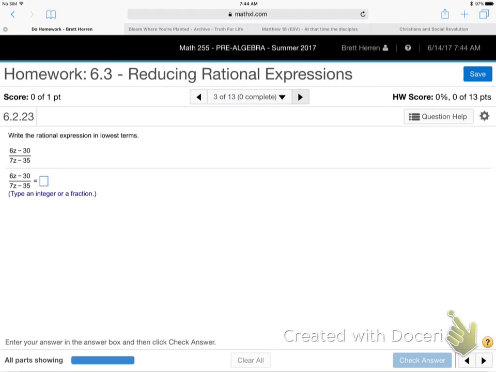All right, so we've got 6z minus 30 over 7z minus 35. On this one, we have to factor, because we can't cancel right now. So go ahead and factor the top. Take a GCF out of the top and take a GCF out of the bottom. Factor the top, factor the bottom, and then you'll be able to cancel. You'll have a match.